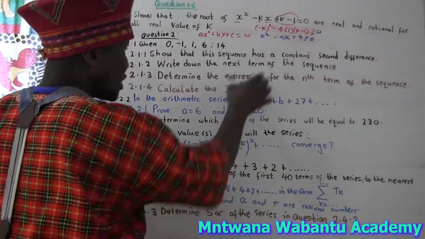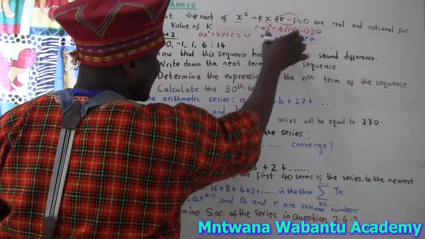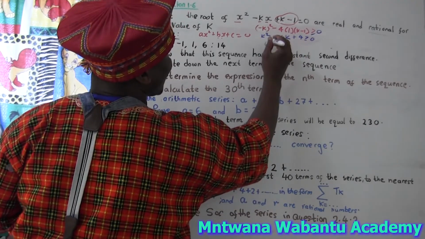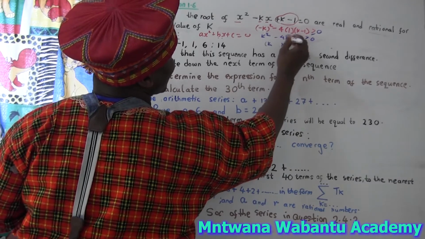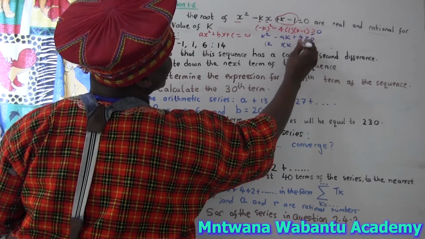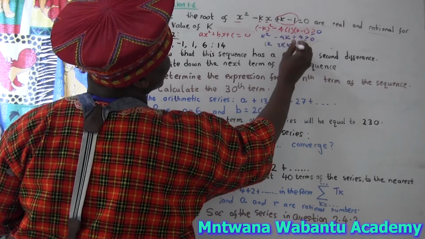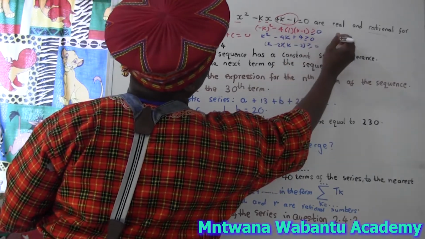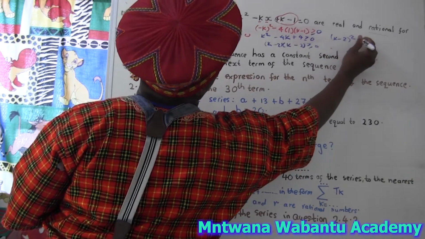Now let's check for rational. For rational it has to be a perfect square. If it's not a perfect square, it means it's irrational. So to get k squared this must be k, and to get k squared this must be k. And to get 4, this must be 2, and this must be 2. The middle number is negative, so this must be negative, and this must be negative. When you multiply, this is going to give us (k minus 2) squared greater than 0.